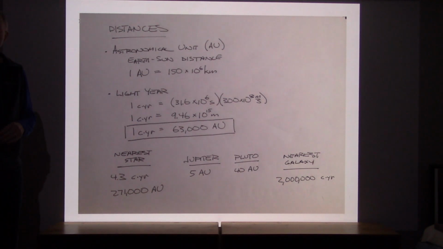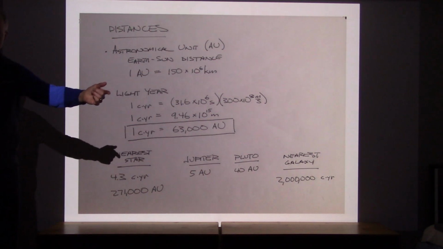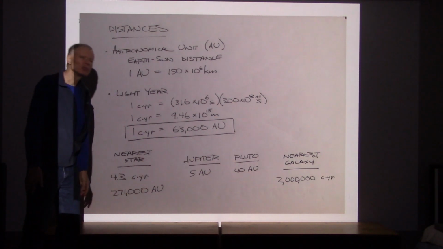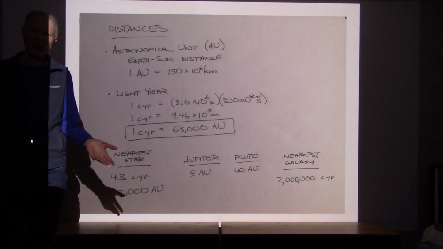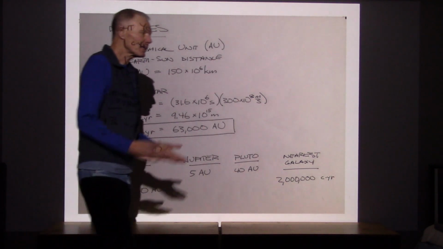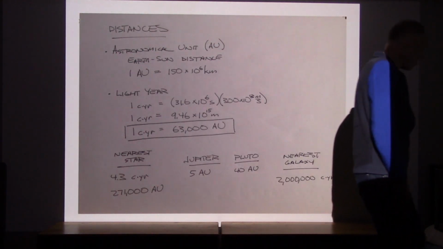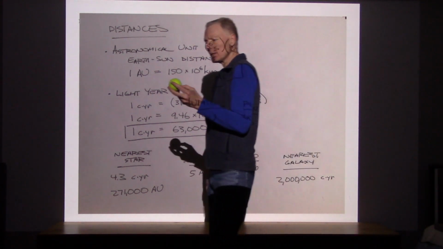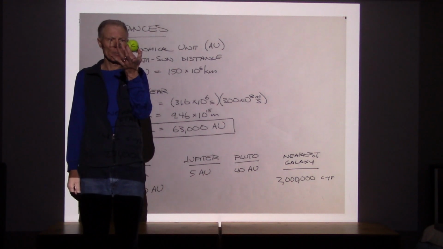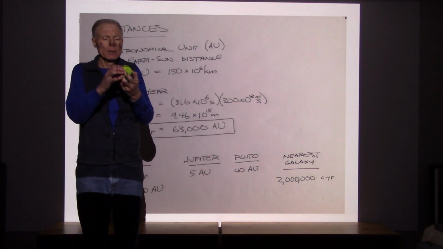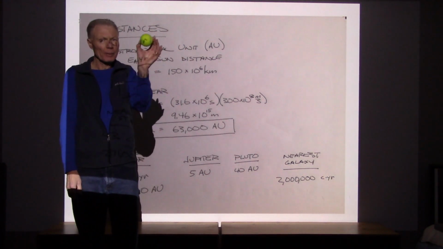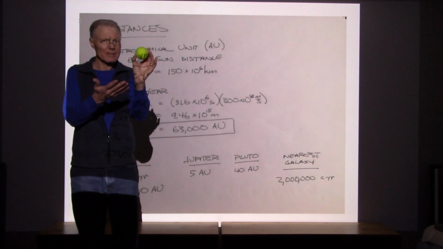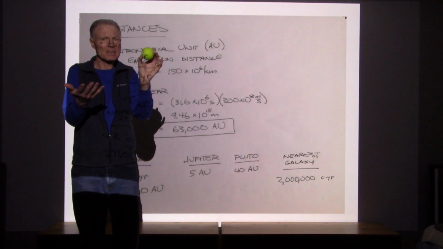So how far is it to the Sun? 1 astronomical unit. How far is it to the next nearest star? 271,000 astronomical units. So to get a perspective for this, let's say that we've got a tennis ball here, a Wilson 1. We could let that be the Sun, right? Now, if the Sun is the size of a tennis ball, how big is the Earth?